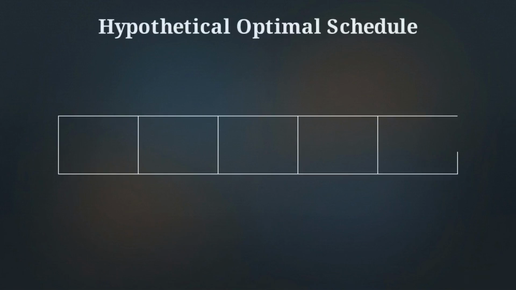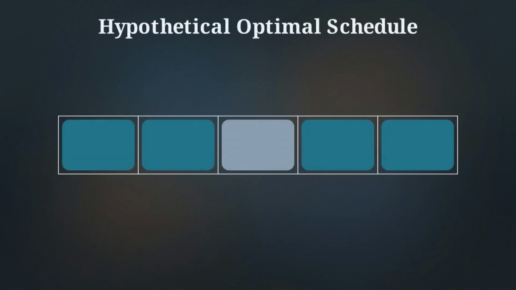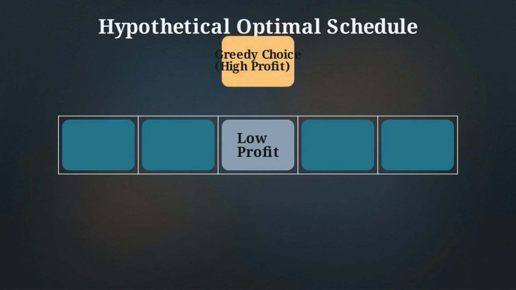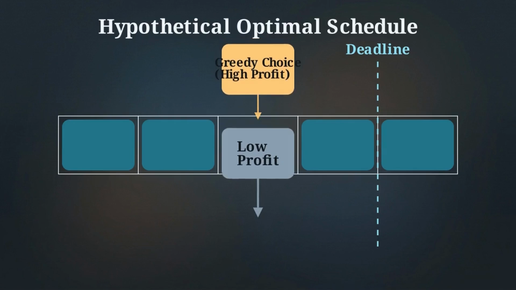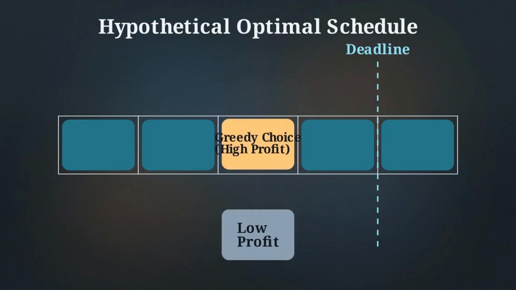Suppose there is a perfect optimal schedule that achieved maximum profit without using our greedy choices. It contains a lower profit job in a slot where our algorithm would have placed a higher profit job. The core of the proof forces a swap. We take the optimal schedule's lower profit job and we replace it with our algorithm's highest profit choice. Because our greedy job is inserted into a valid slot before its deadline, the schedule remains valid.